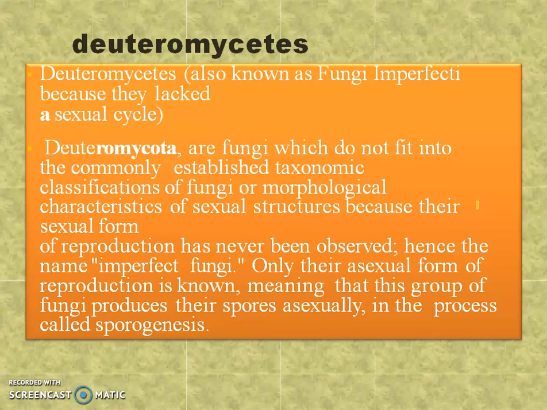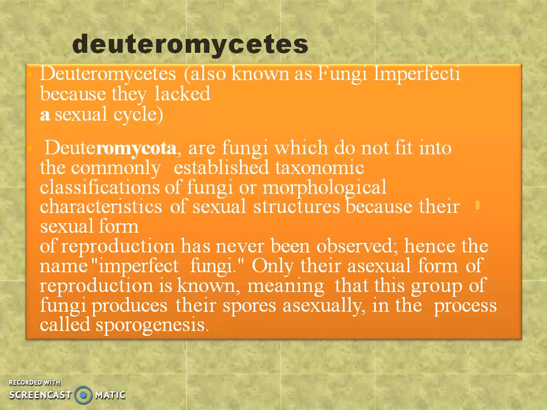Then Deuteromycetes, which are also known as the fungi imperfecti, because they lack a sexual cycle. They are all found to reproduce asexually. There is no such example which we have known that undergoes sexual reproduction, so that is why it is named fungi imperfecti.